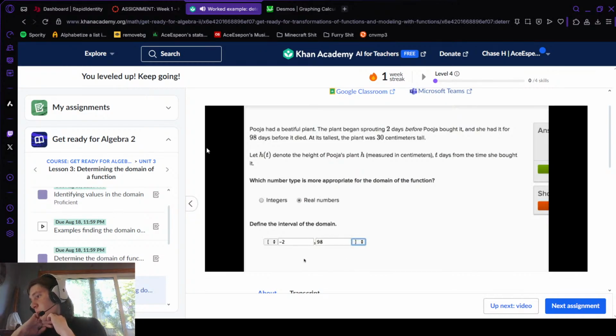So t would be a member of real numbers such that it is a member of this interval right over here. So t could be -2, but I guess you'd say -2 is less than or equal to t, which is less than or equal to 98. Let's check our answer. We got it right.